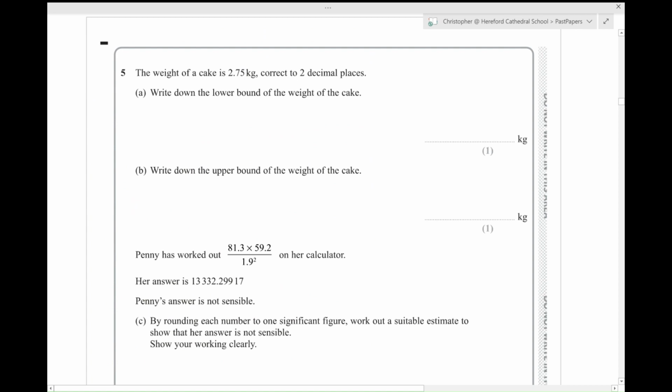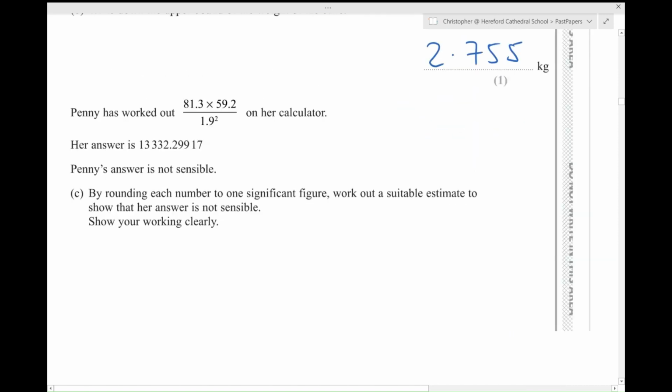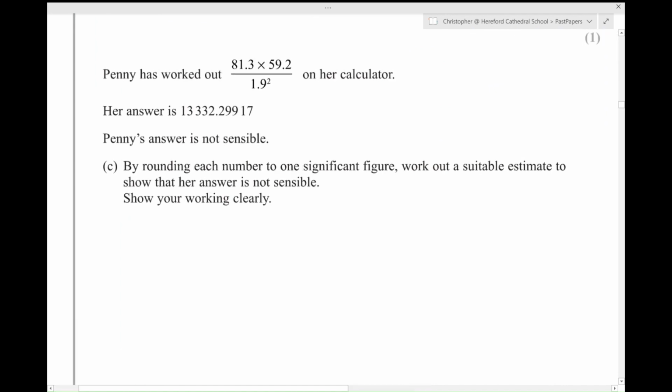Question 5. The weight of the cake is 2.75 correct to 2 decimal places. Write down the lower bound of the weight. Well, if that's correct to 2 decimal places, then the lowest weight the cake could actually be is 2.745. Now the upper bound is 2.755. Okay. Penny has worked out this on her calculator and got that answer.